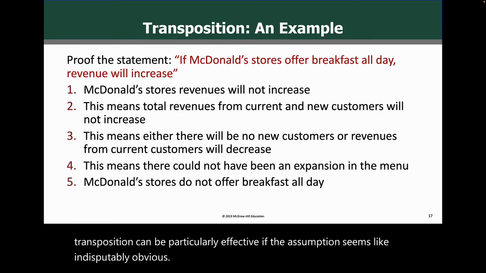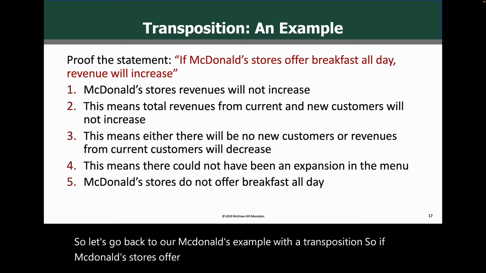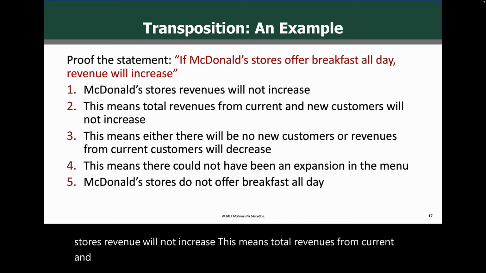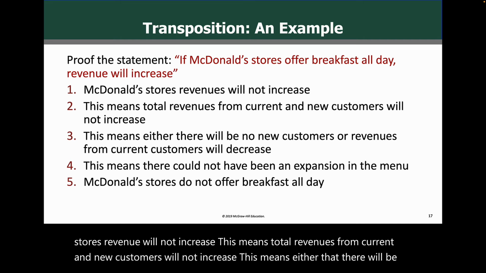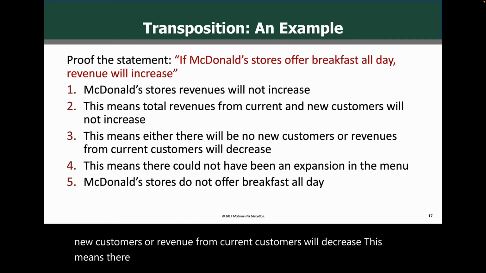So let's go back to our McDonald's example with a transposition. If McDonald's stores offer breakfast all day, revenue will increase. McDonald's stores' revenue will not increase. This means total revenues from current and new customers will not increase. This means either that there will be no new customers or revenue from current customers will decrease. This means there could not be an expansion in the menu. McDonald's stores do not offer breakfast all day.